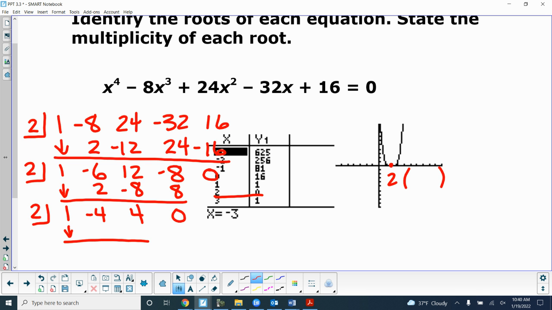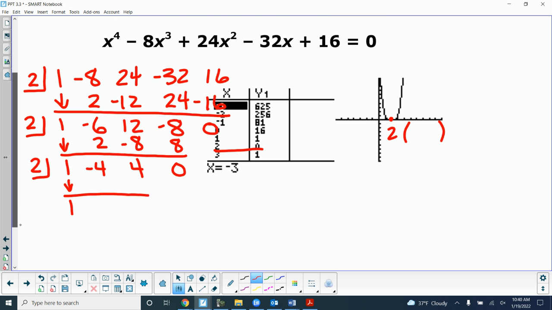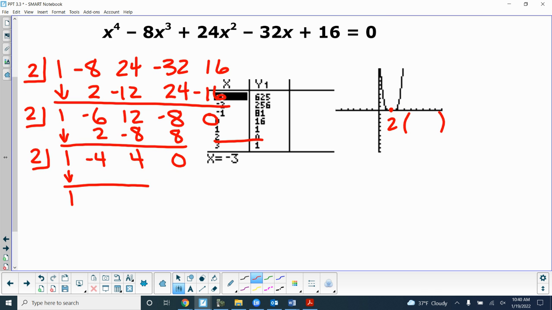Okay? Remember, this started out as x to the 4th, so this one here is an x cubed, this one here is an x squared, this one here would be an x. All right? Mr. Jenkins. Did you say 2? Yeah. Okay. And then 2. And then negative 5. Negative 4, you said? Yes. Okay.